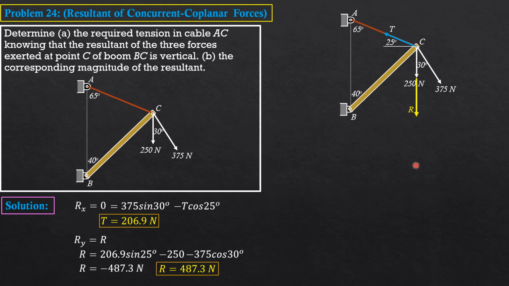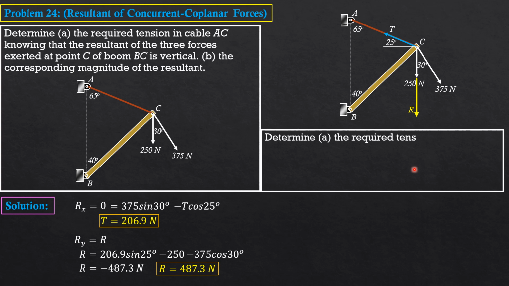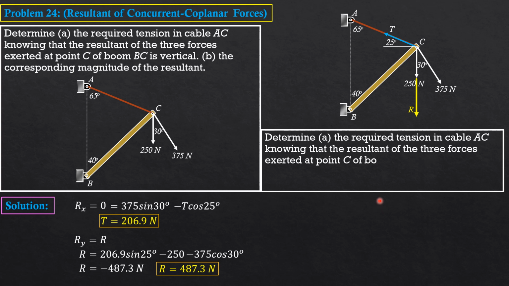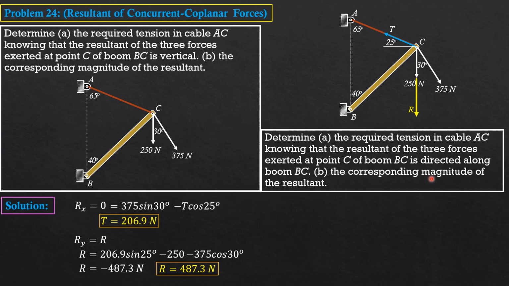Then for your part, determine the required tension in cable AC knowing that the resultant of the three forces exerted at point C of boom BC is directed along boom BC, and the corresponding magnitude of the resultant. So the resultant will be directed here. So meaning there is no component of the resultant perpendicular to boom BC.